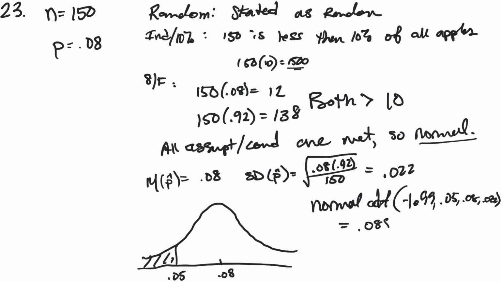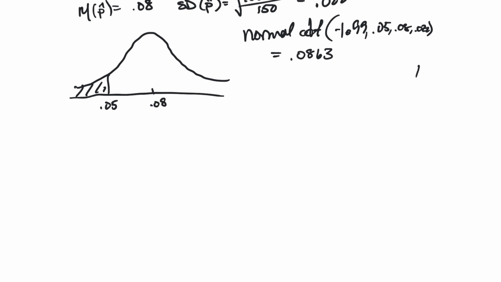When I work that out, I'm going to get about 0.0863 is the correct answer. And that's it, right? So you'd say about 8.6% of the time, a batch like this would get passed on as an acceptable batch of apples.